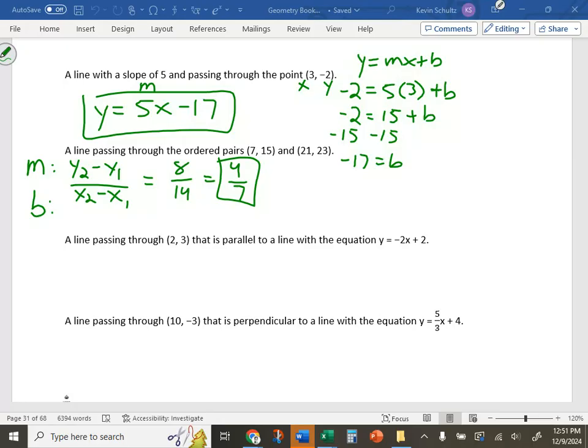A line passing through (2, 3) that is parallel to a line with the equation y equals negative 2x plus 2. So I give you a line.